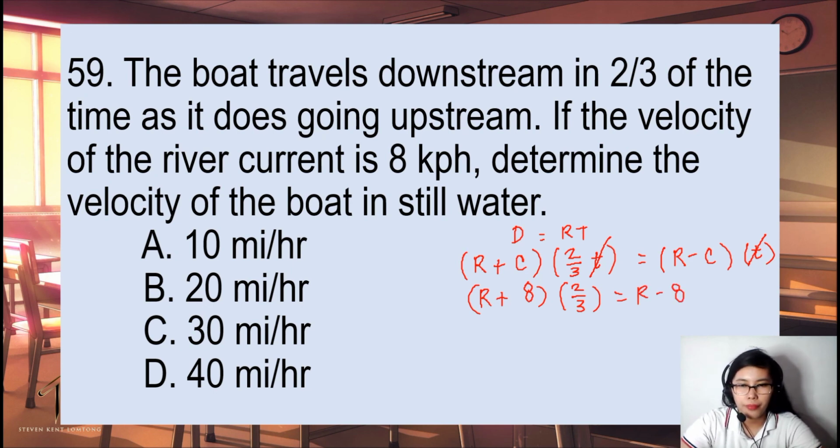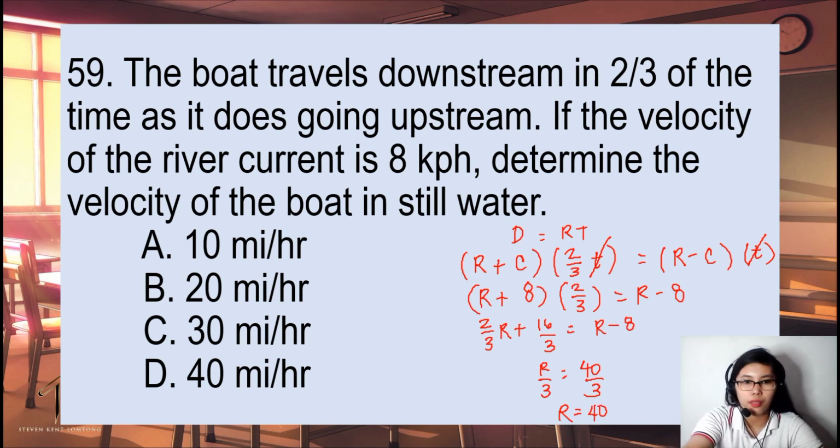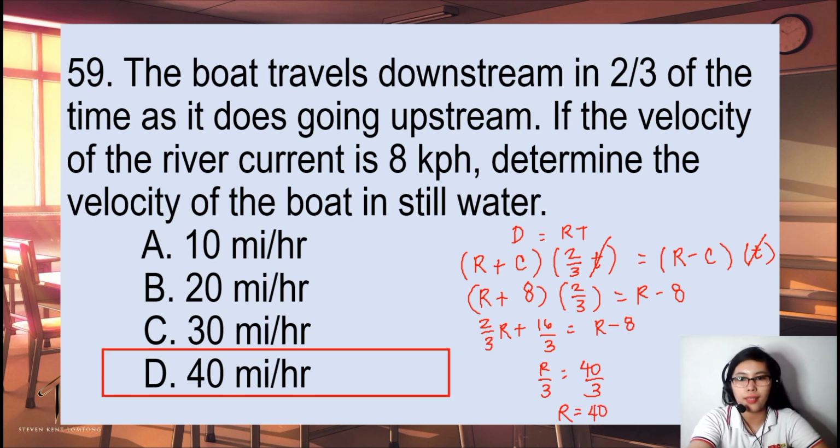Okay, so 2/3 R plus 16 over 3 is equal to R minus 8, and this is going to be R minus 2/3 R, that is R over 3, equal to 16 over 3 plus 24. 16 plus 24, that's 40 over 3. Is that right? So R is equal to 40. Yes. Okay.